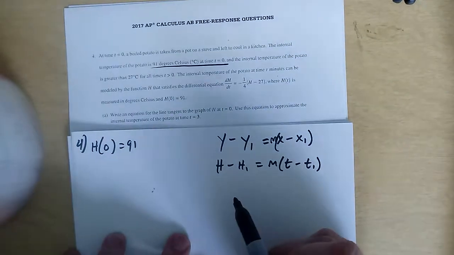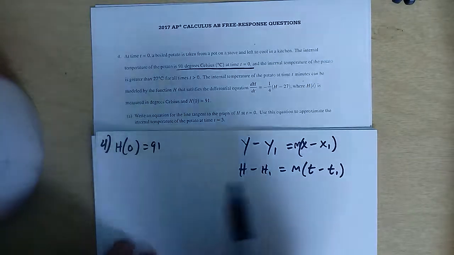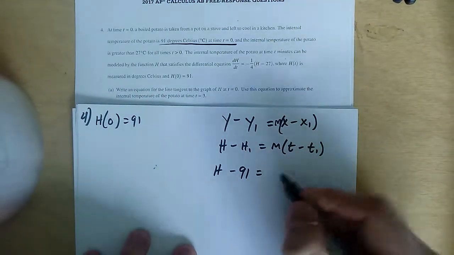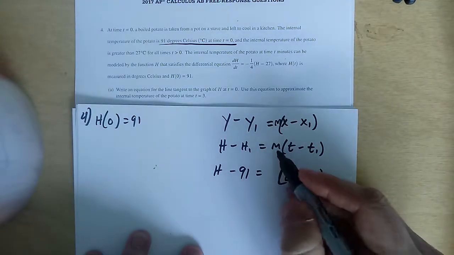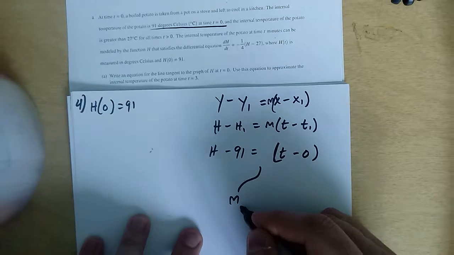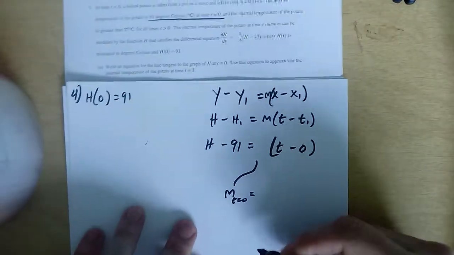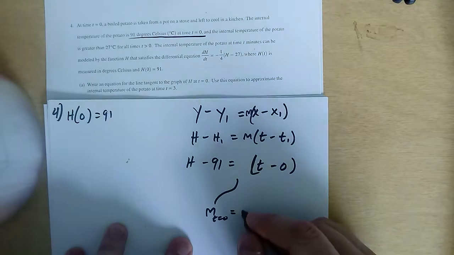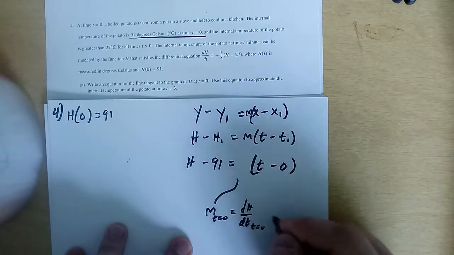Just looking at our dh/dt instead of dy/dx, y's are turning into the top number, x's are turning into the bottom number. Here's the cool thing. We already know that h of 0 is equal to 91. So I can say h minus 91 is equal to m times t minus 0, and I just need to find out what m is at t equals 0. I can do that because m is the same thing as the derivative, dh/dt at t equals 0.